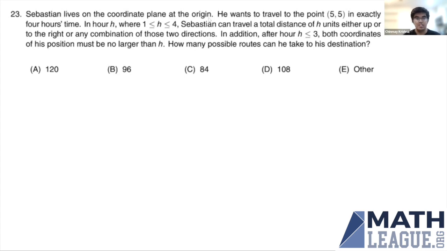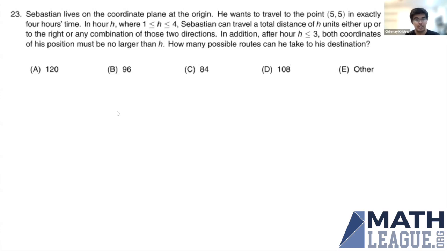In the hour h, where h is between 1 and 4, Sebastian can travel a total distance of h units either up or to the right, or any combination of those two directions. In addition, every hour after h is less than or equal to 3, both coordinates of his position must be no larger than h. How many possible routes can he take to his destination?